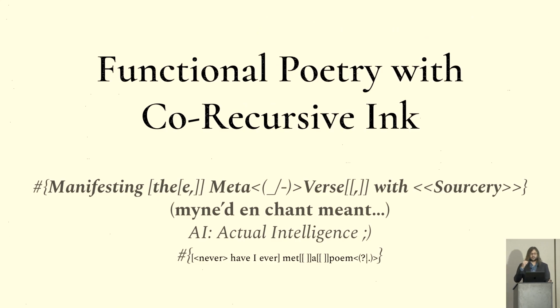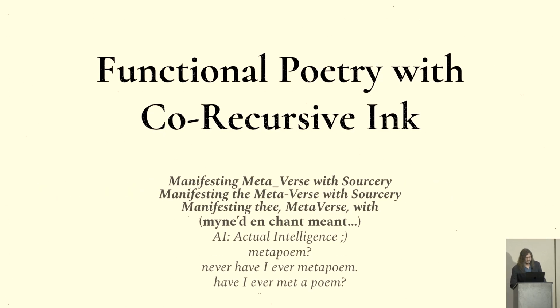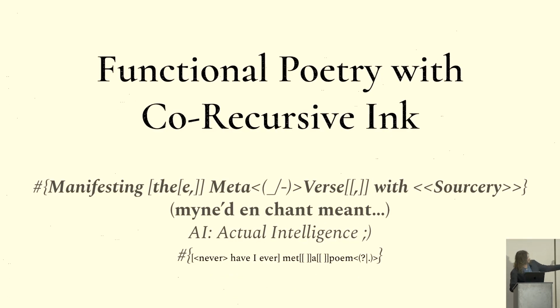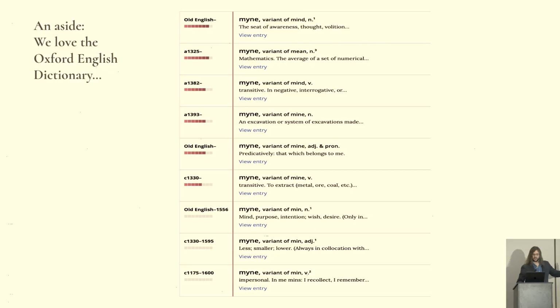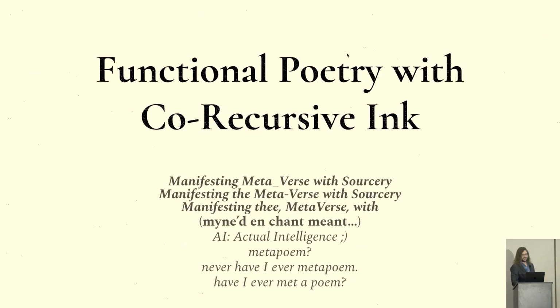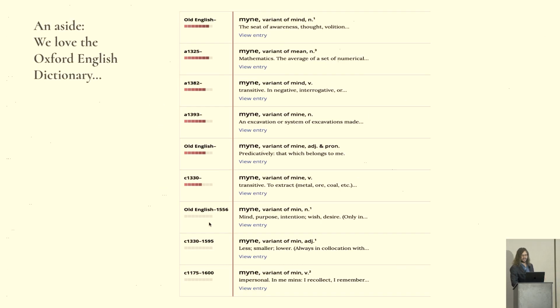So, functional poetry with Co-Recursive Inc. Made with AI, which is to say actual intelligence. So here you can see a meta poem, and then at the bottom is what it expands out into. As an aside, you'll notice I use mine here. I often like to use odd spellings, and the Oxford English Dictionary is truly fantastic for seeing a bunch of different variants of things. One of my favorite things to play with while I'm writing poetry.